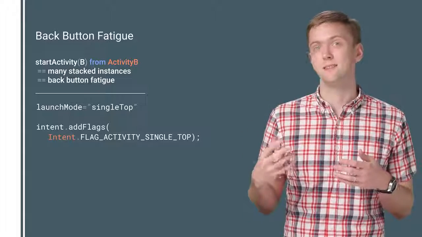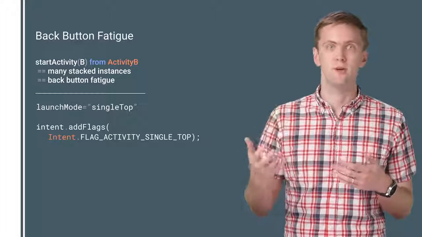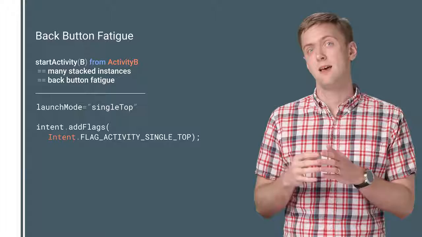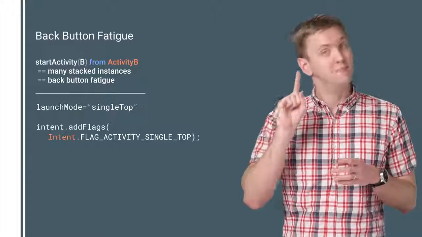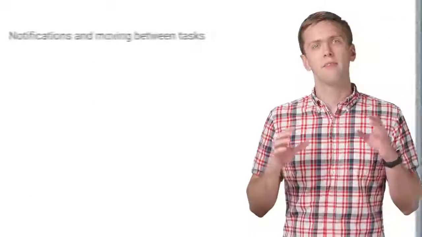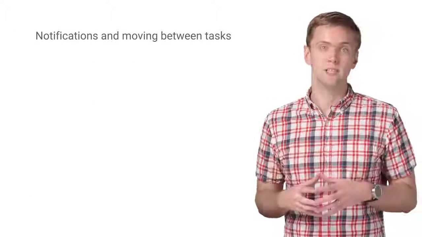Instead of a new instance of your activity being created every time you call startActivity, you get a callback to onNewIntent, and users will be able to hit the back button just once to return to the previous activity. The second case is around notifications.